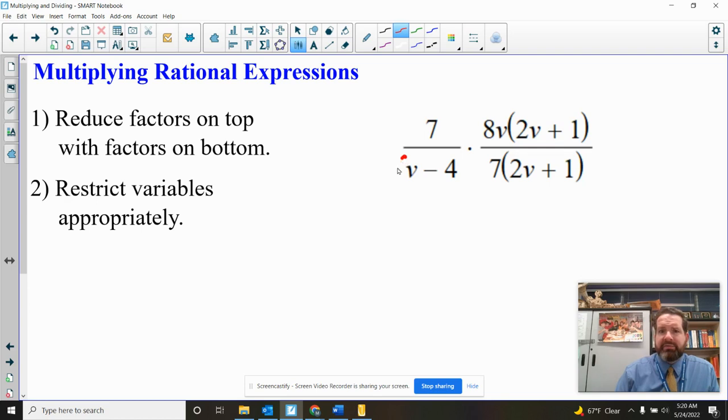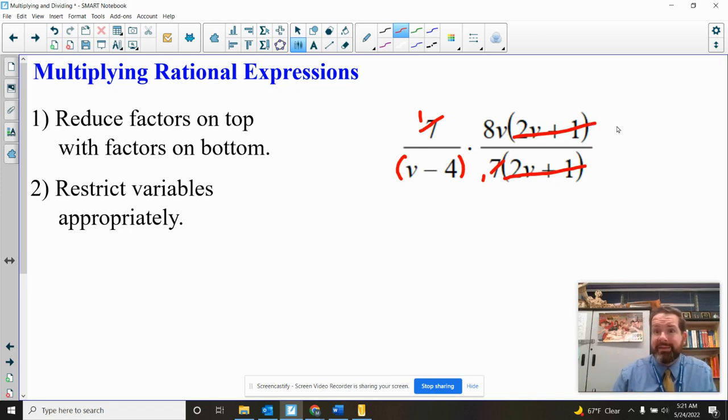Start here with this factor of v minus 4. Do we have a v minus 4 on top? Nope. So this doesn't go anywhere. Now the 7. Do we have a 7 factor on top? Yes, we do. So reduces to a 1, reduces to a 1. 2v plus 1. Do we have another 2v plus 1 on top? Yes, we do. And it does need to be the whole thing. So 2v plus 1 as a unit cancels with 2v plus 1 as a unit. So whole sets of parentheses are what reduce away.